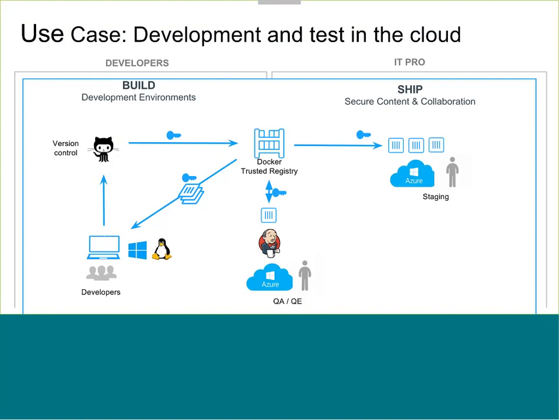Yeah, so this just shows a diagram of how dev test might work. On the left, there are developers using Docker to build Windows and Linux Docker images that they test. They can push that to a Docker Trusted Registry or to Docker Hub also. Then QA can pull those images from the registry, test them, make sure they're good, and then those can be shipped to production and deployed on production systems.